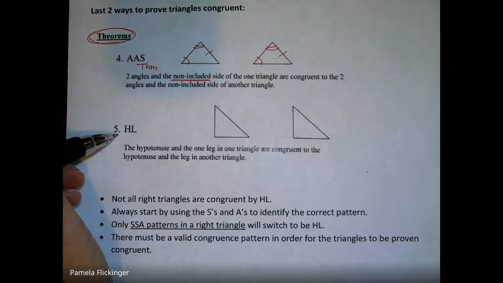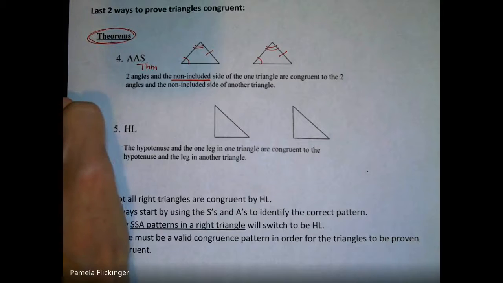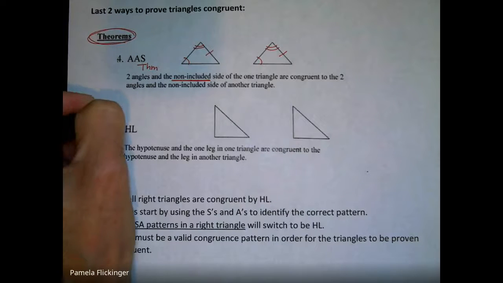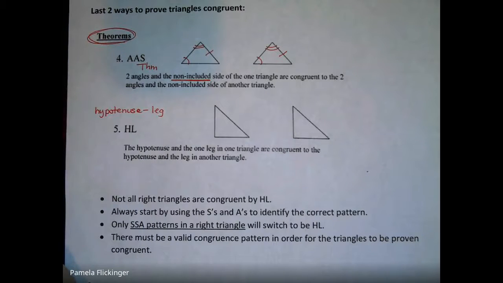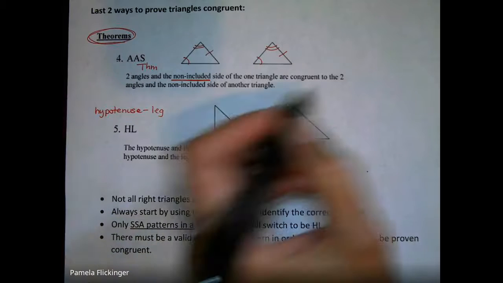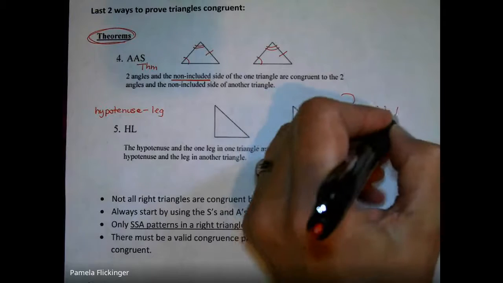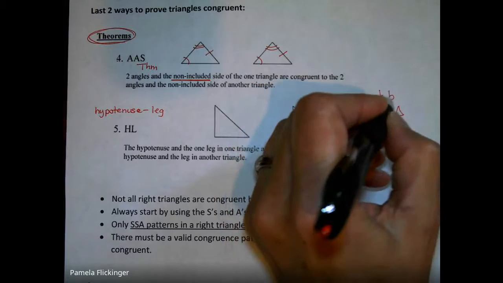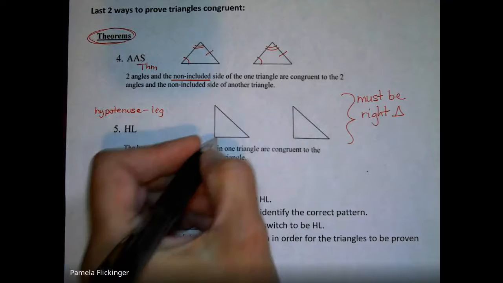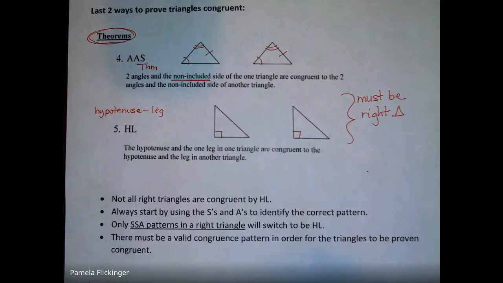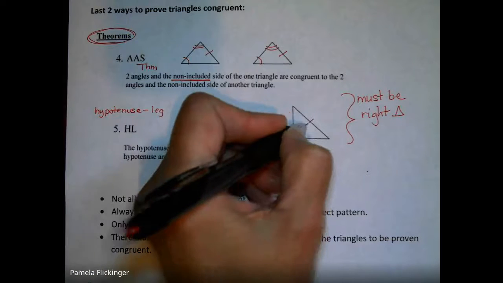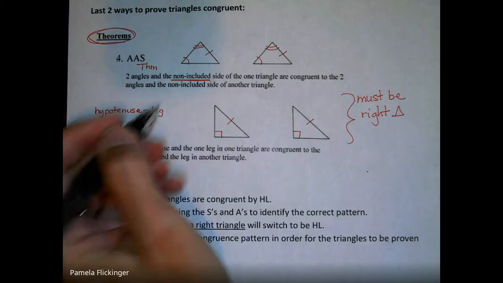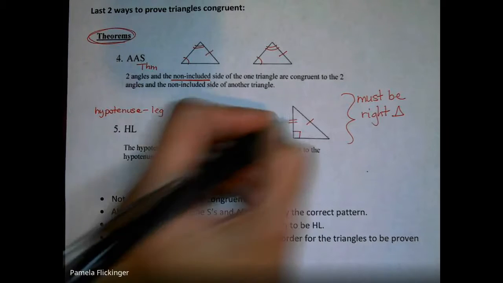The 5th and final one is HL, which stands for hypotenuse leg. Now, obviously, in order to have a hypotenuse, you must have a right triangle, must be. Okay, so let's go ahead and mark the box to show where those right angles are. So the other 2 parts is going to be the hypotenuse, which is the side across from the right angle, and then one of the other legs. Doesn't matter which one, so I'm just going to mark that.